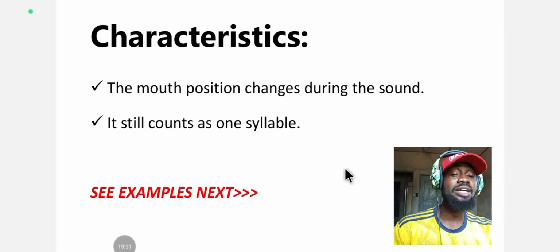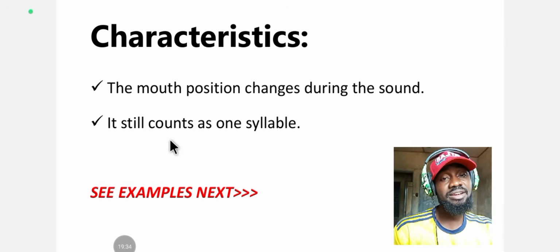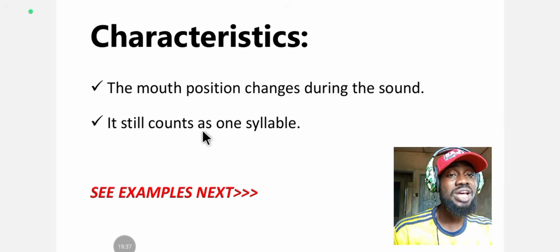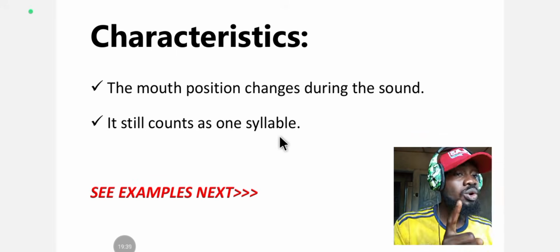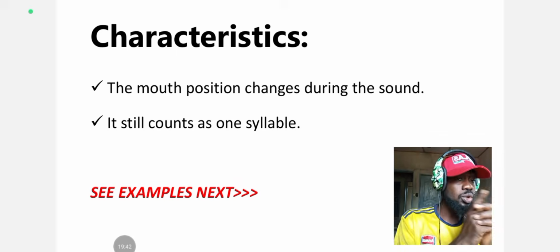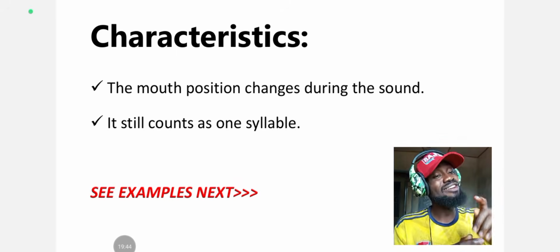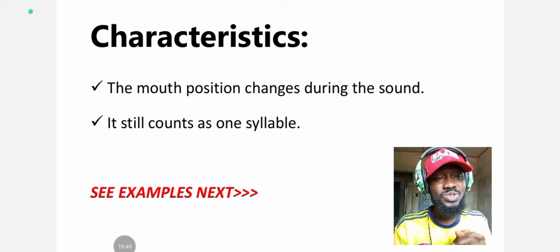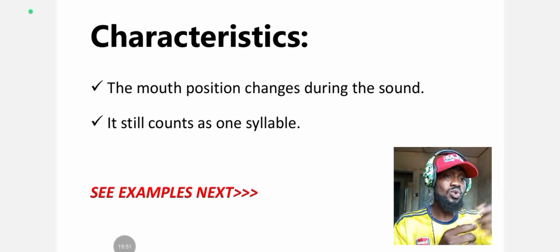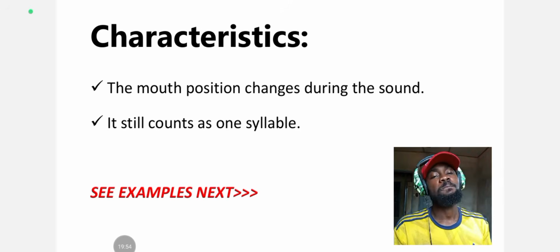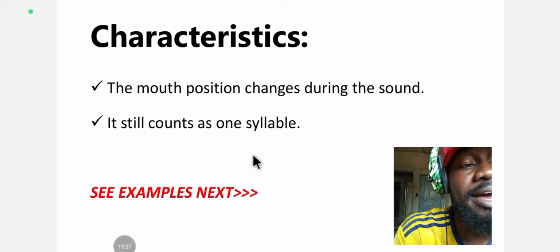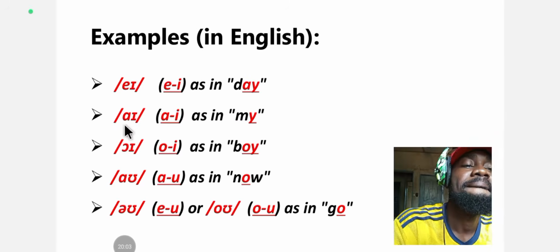It will scatter your mouth. The next characteristic is that it still counts as one syllable. Though you glide from one vowel sound to another smoothly, it still counts as one syllable. You can't say it's two syllables. It's still one syllable, but it will stress you when you pronounce it. And now, let's look at the examples of diphthongs.